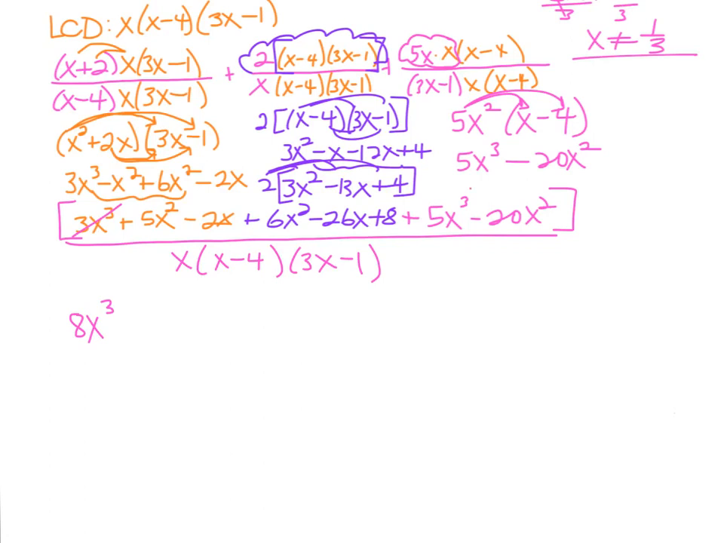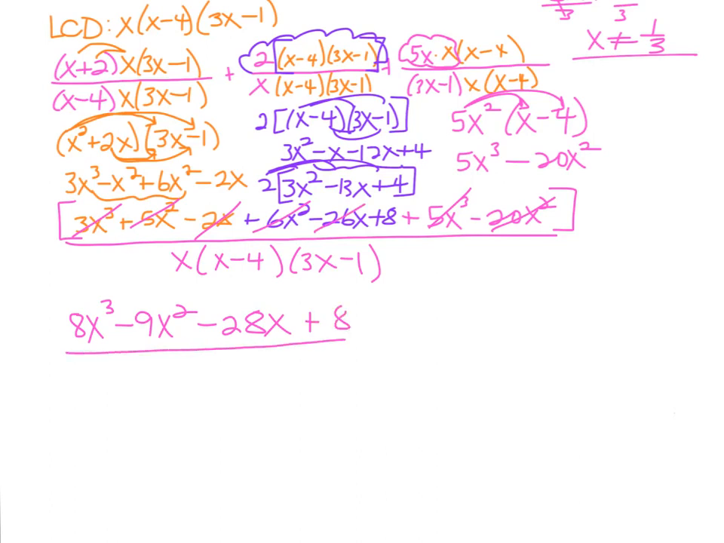Cancels out that term and that one. We have 5x squared and 6x squared, and then minus 20x squared. That's a total of negative 9x squared. That gets rid of this term, this one, and this one. There's a negative 2x minus 26x for a total of minus 28x. And then our constant at the end would be plus 8.